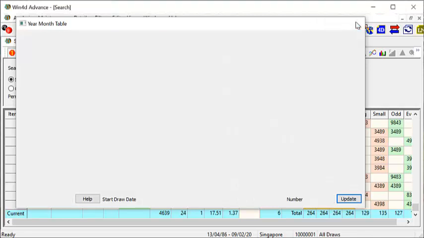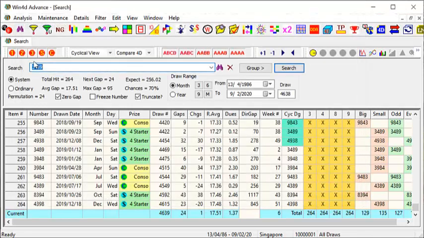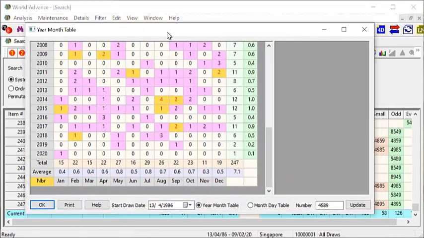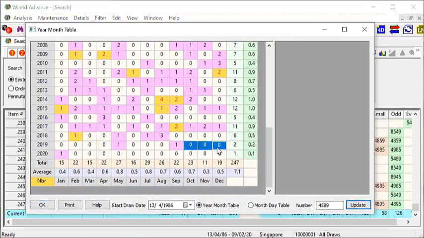Take note, another set to bring to your attention will be 4589. This set also has a similar thing: 3 months no show, starting to appear with a starter, and yet to appear in the month of February. Also, in the year 2019, no top prize.